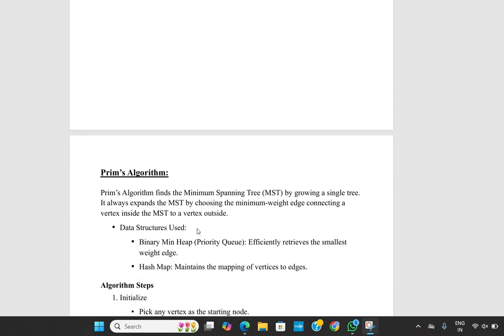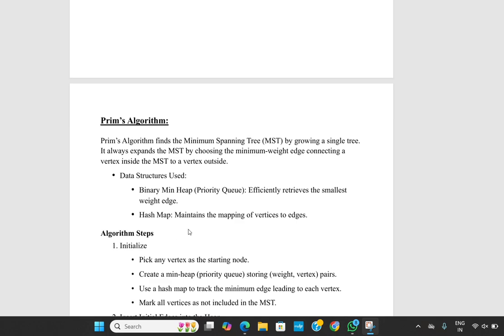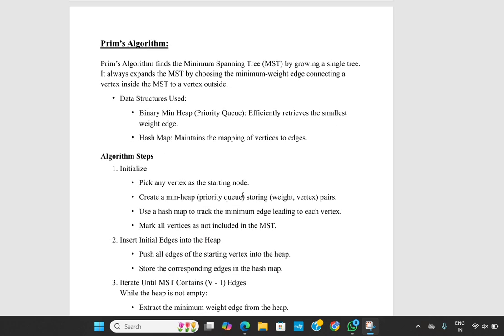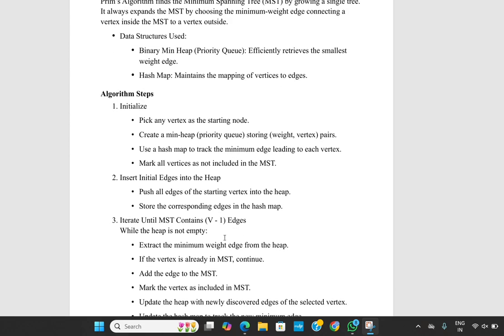And the second one is Prim's algorithm. Minimum spanning tree (MST). Instead of sorting edges, Prim's algorithm grows a tree starting from a single node. It works like this: start from any node. Use a priority queue to always pick the smallest edge connecting a new node, and keep adding edges until all nodes are connected.